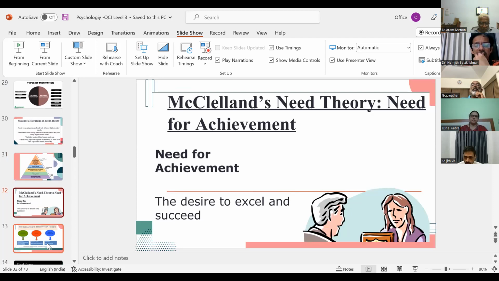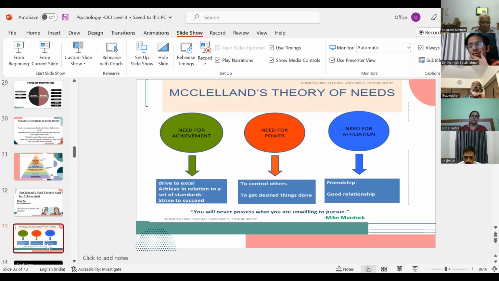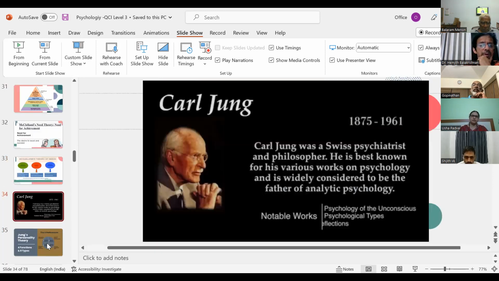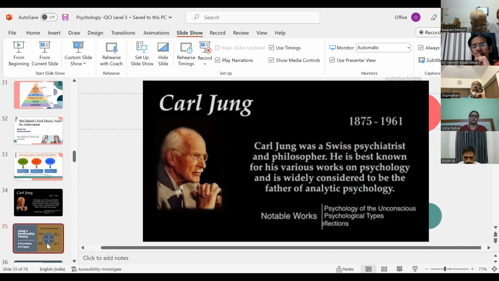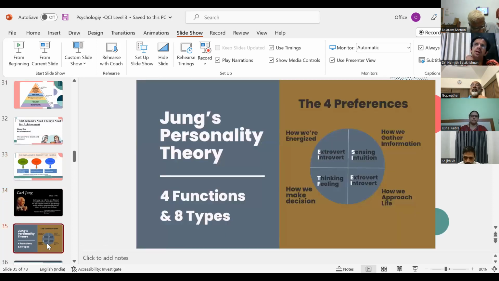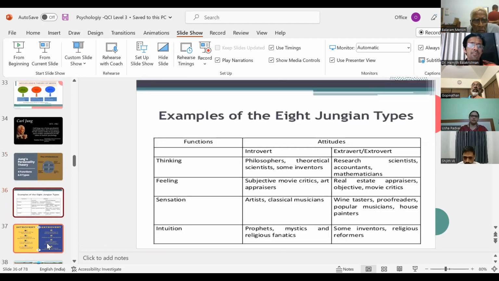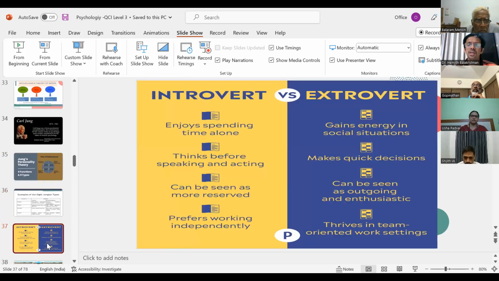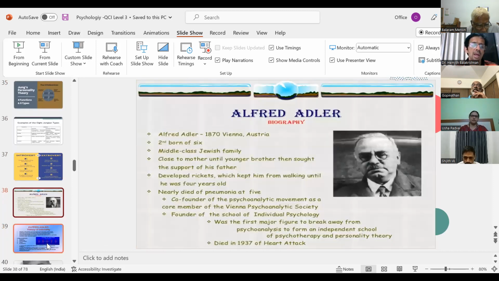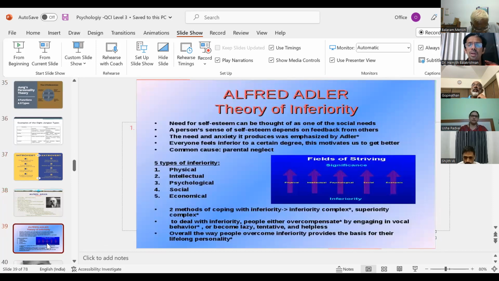Then we have seen McClelland's theory. There are three needs: need for achievement, need for power, and need for affiliation. Remember that yoga example. Then we have seen Carl Jung, and introvert and extrovert, and how each of them starts thinking. After that, we have seen Adler. Adler talks about the theory of inferiority, physical inferiority, and the five levels: intellectual, psychological, social, economic. Think about Adolf Hitler at that time.